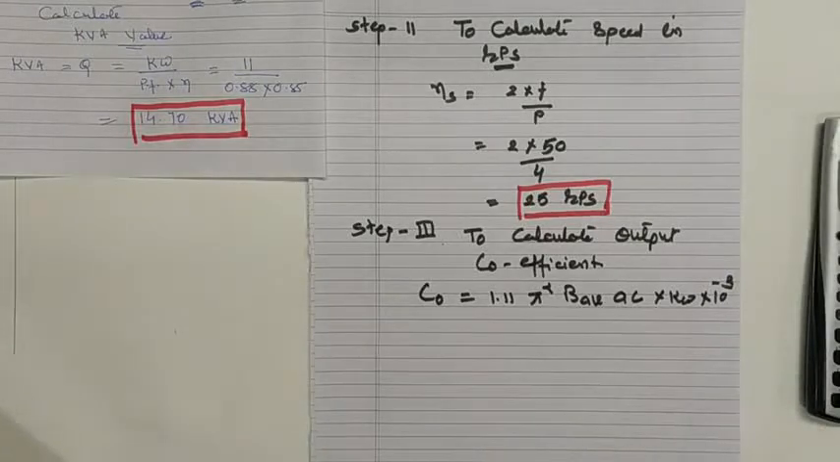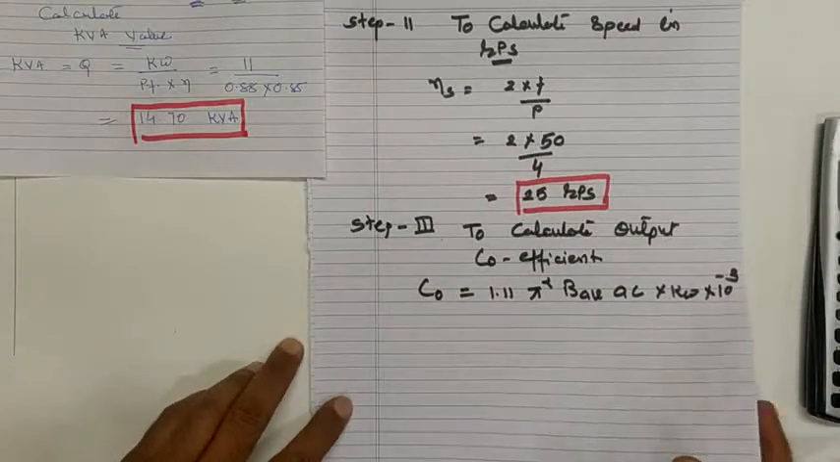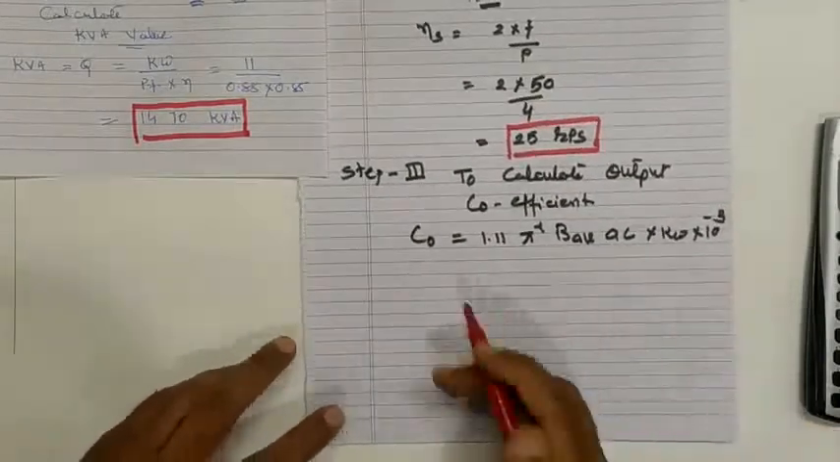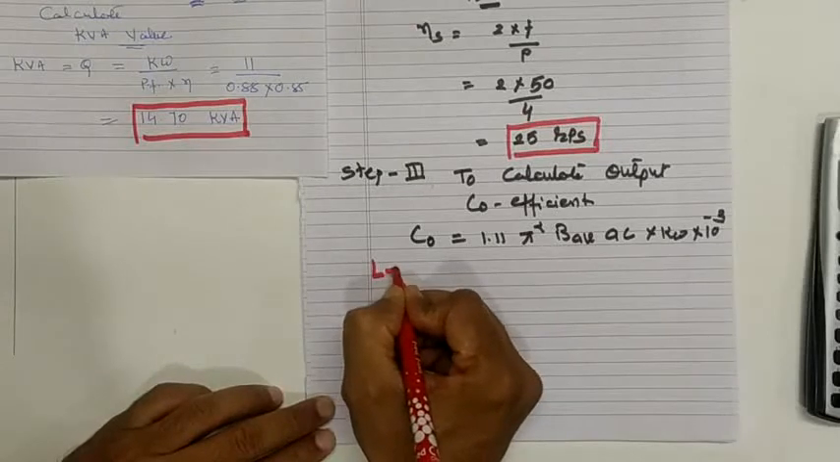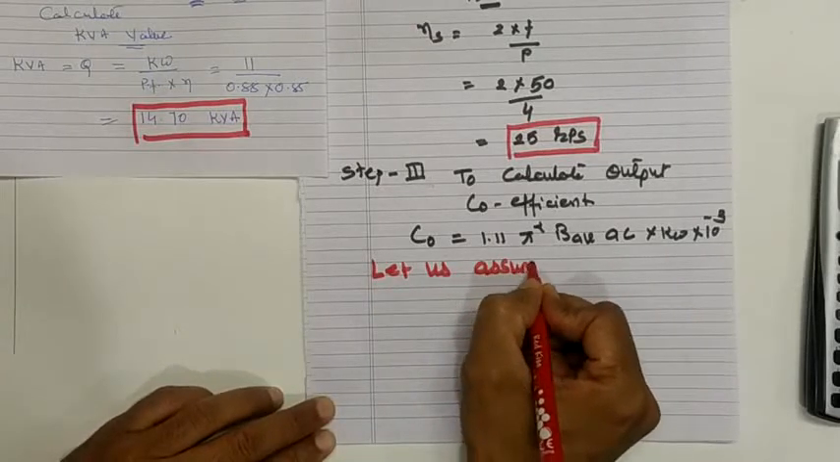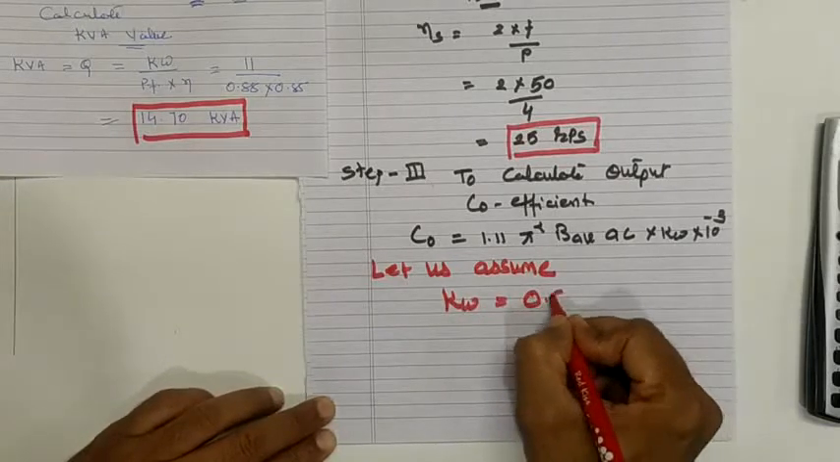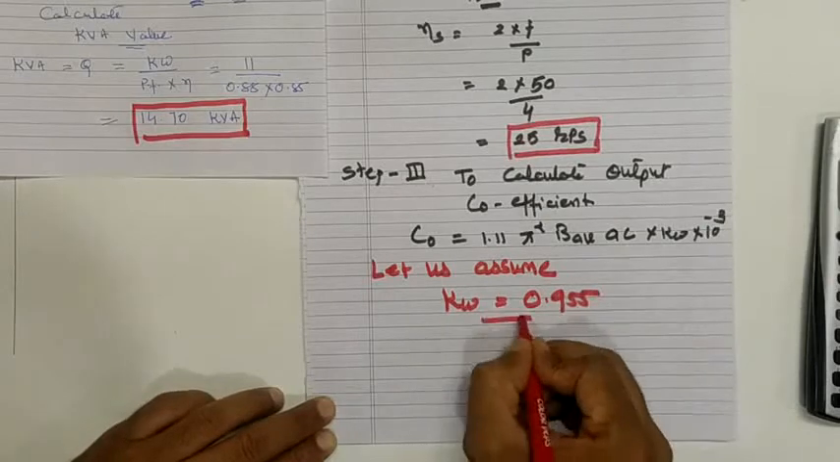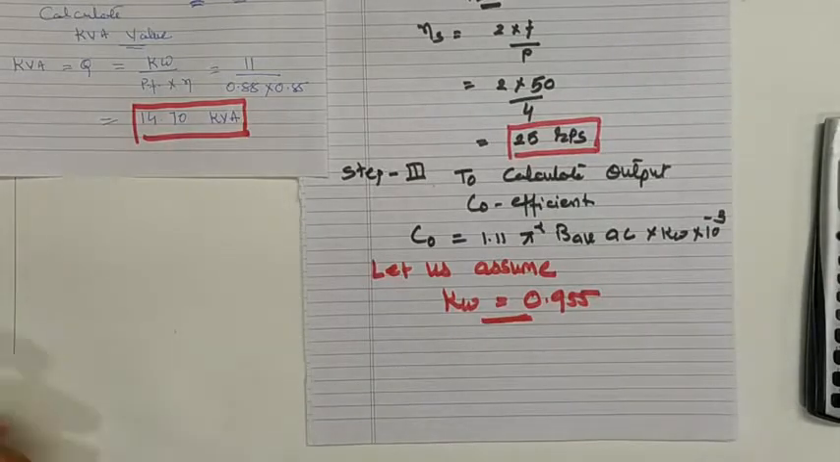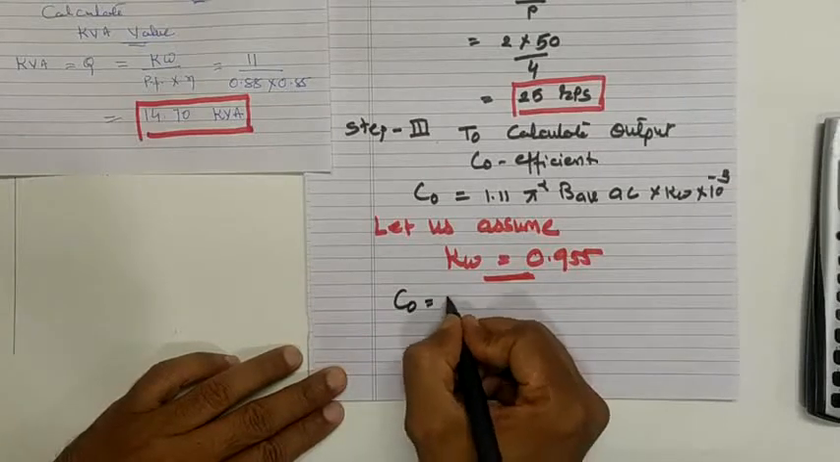Now sometimes the winding factor is given, sometimes it is not given. If it is not given, we can always assume k_w as 0.955. This we can always assume, right, if it is not given. So now let us calculate CO.